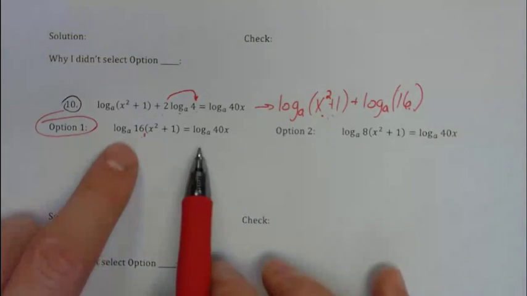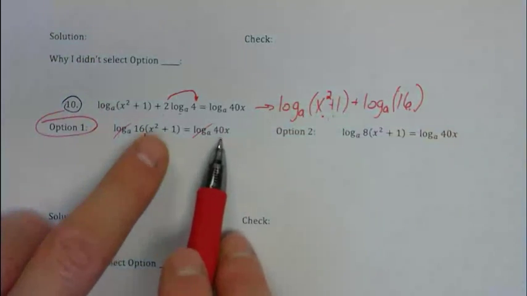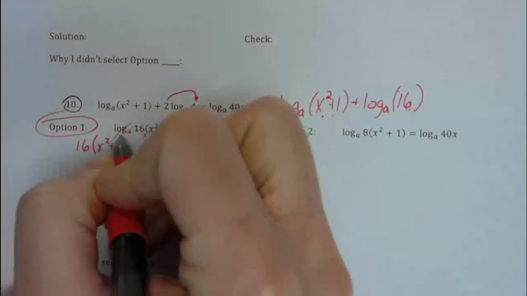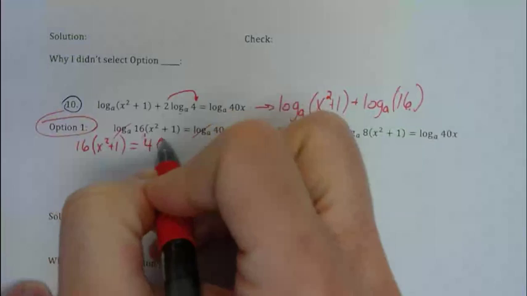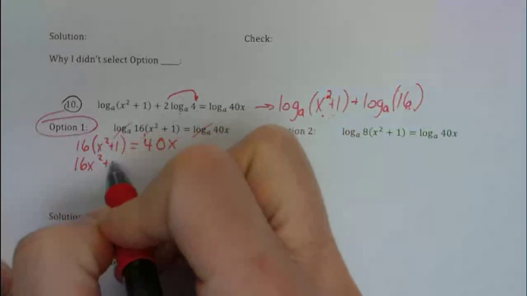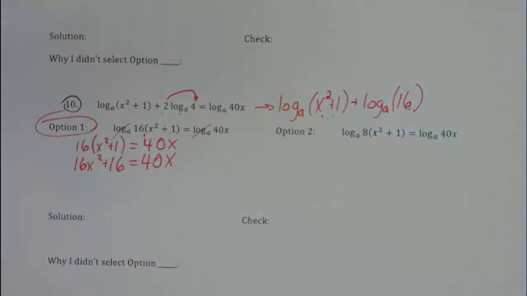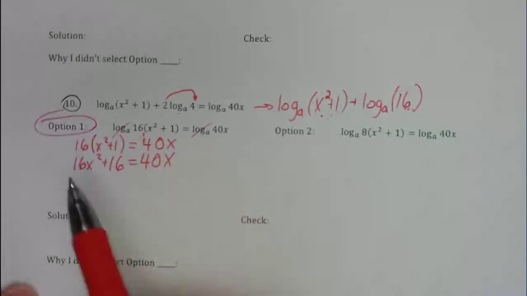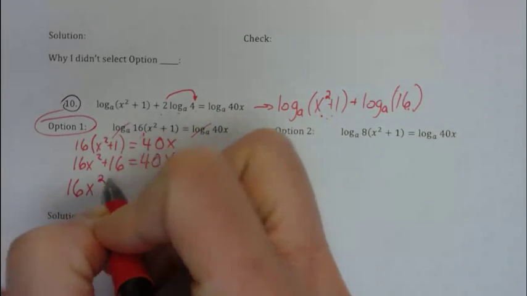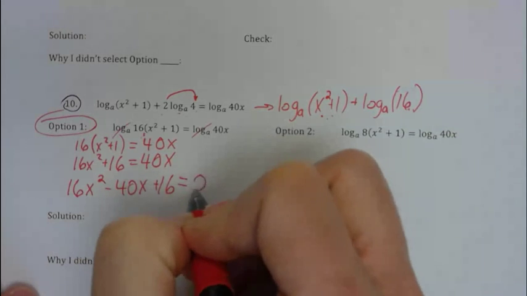we have a logarithm on both sides. When you have log base a, and they're equal to each other, that means their inputs are equal. So I could say that 16 times x squared plus 1 would have to be equal to 40x. And if I multiply this out, 16x squared plus 16 is equal to 40x. And so now, if I have x squared, that means I have a quadratic equation to solve. So I have 16x squared minus 40x plus 16 is equal to 0.